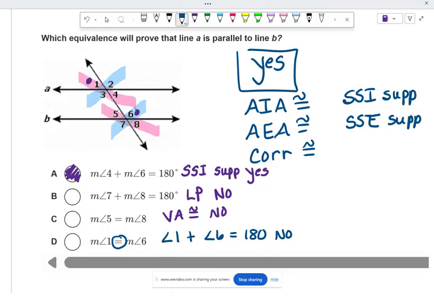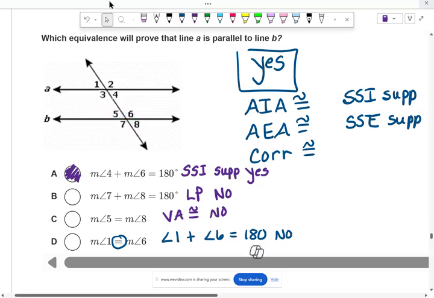The only correct answer to make parallel lines for this problem would be A, that angle 4 and angle 6 add up to equal 180.